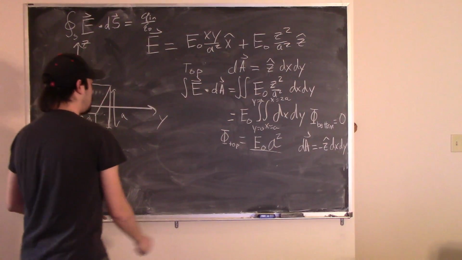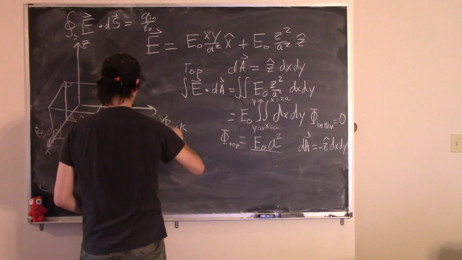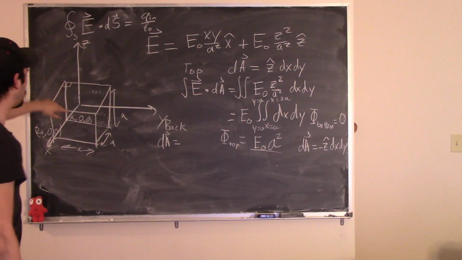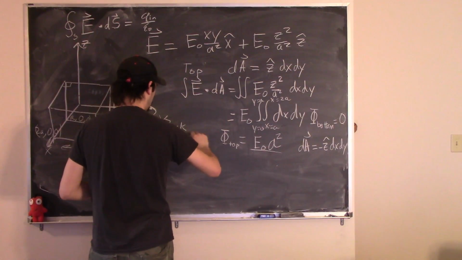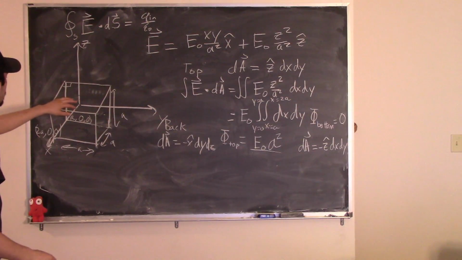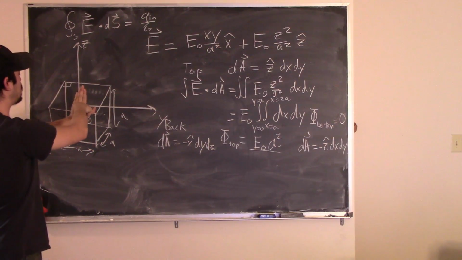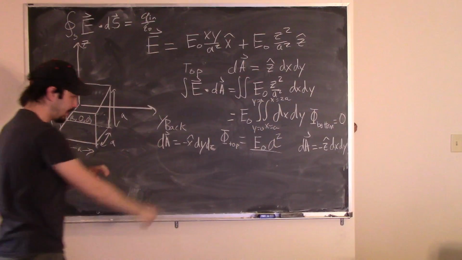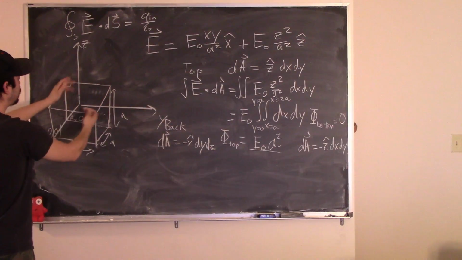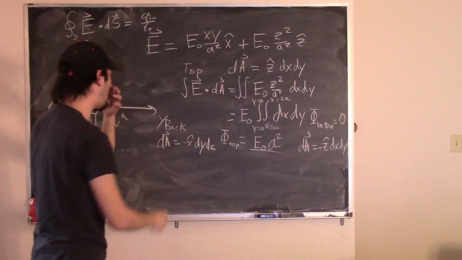And so let's first start with the back. For the back, the dA vector is going to be equal to minus x hat dy dz. Again, we can see it's minus x hat because the back face, the vector that points perpendicular to it, is going to be in the minus x direction, and it's dy dz because that's where the surface is spanned over.